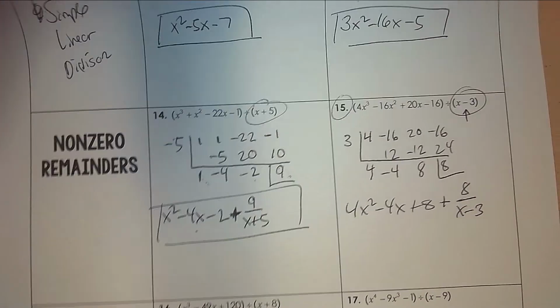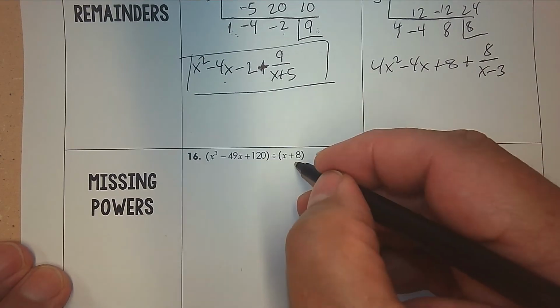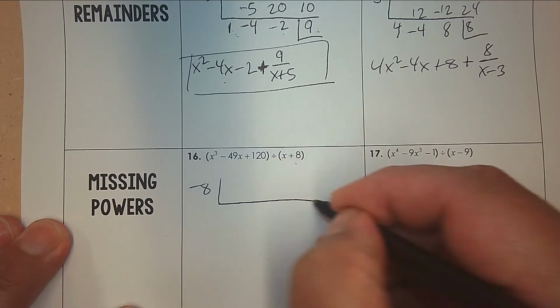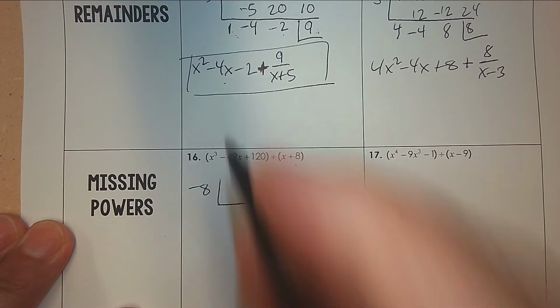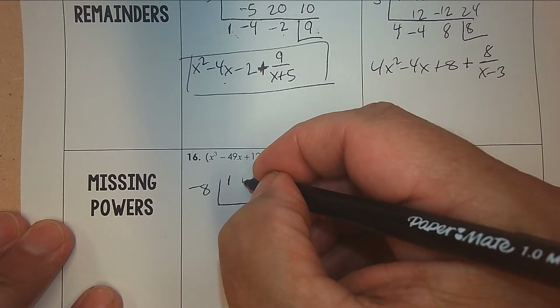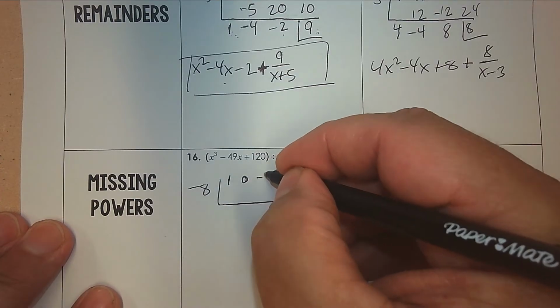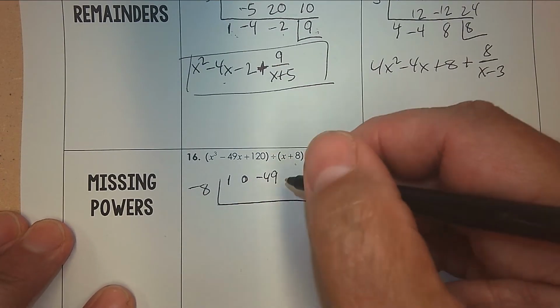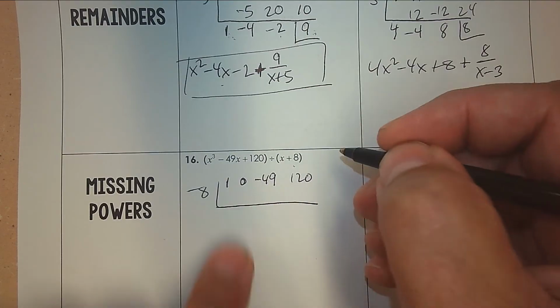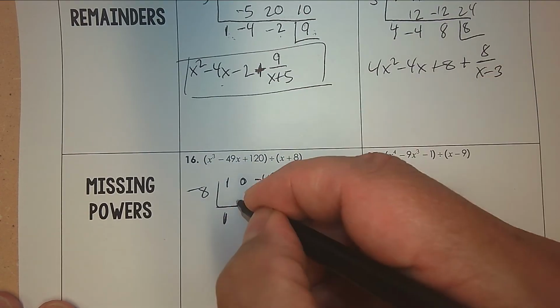Number 16. Notice in this case we have negative 8. We have 1x cubed. We have no x squared, so we make sure there's a 0 there. Negative 49x, so we have negative 49 and then 120. So we're going to add and then multiply.